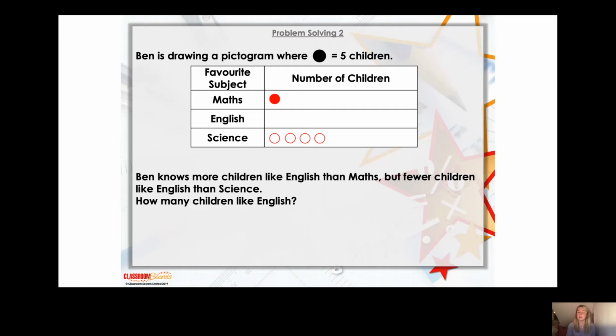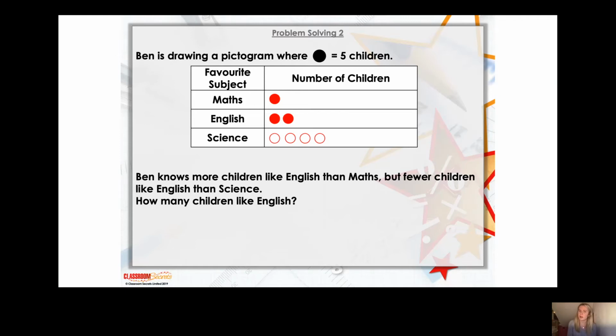Well, we know that English is more popular than maths. So if maths has 1 circle, are we going to be able to put 1 circle in English? No, we're not, are we? Because then they'd be equal, wouldn't they? And no, English is more popular. So let's put 2 circles for English. So therefore, we have 5 children who like maths.